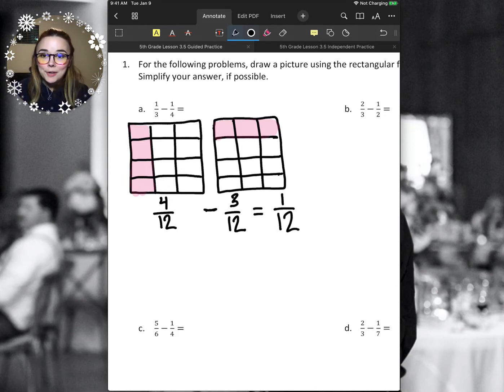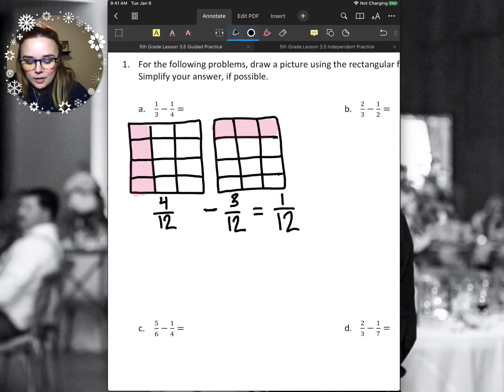Or we can use our models. So before, we took all of our shaded pieces and added those together. Today we're going to cross out. So this is kind of similar to what we did yesterday when we were turning our improper fractions into mixed numbers, and we did the shade and cross out. Today we're just going to be doing the cross out. We're not going to do the extra shading part.